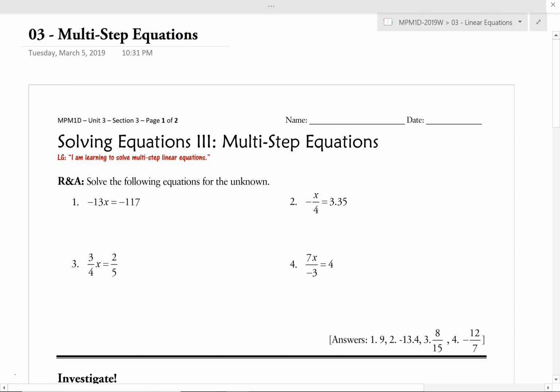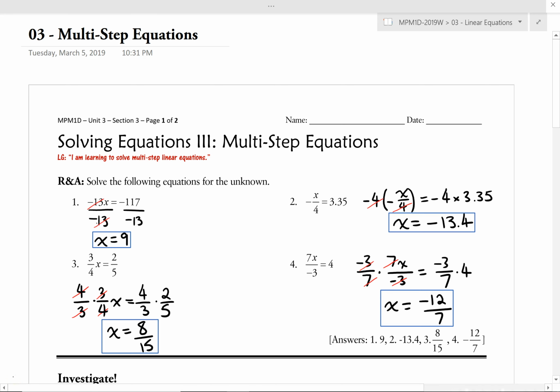Okay, so hopefully you had a crack at those. Here are the solutions. So in the first example, we just used division, divided by minus 13, and doing that to both sides gets us x equals 9. For number 2, it was just a matter of multiplying both sides by minus 4. Remember, there's a 4 down here, but there's also a minus sign, a negative there. And so we have to multiply by negative 4 in order to get rid of both the 4 and the negative.